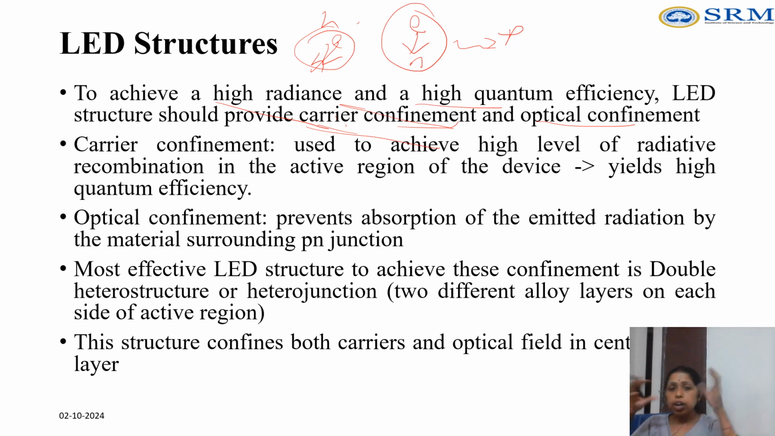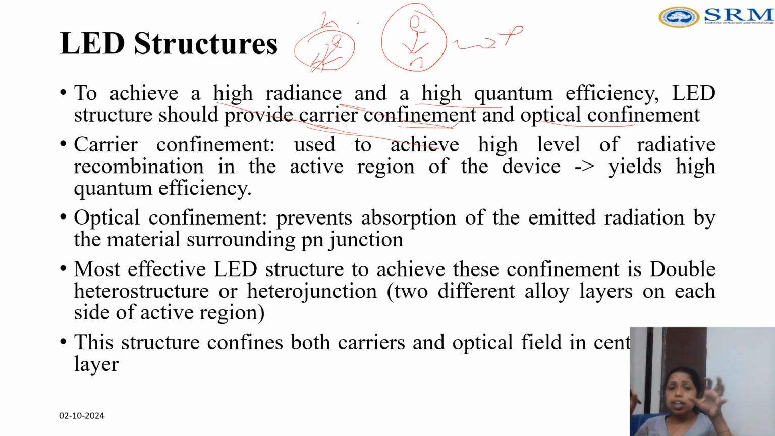So whatever photons you are getting, all the photons should come out from the device. This also depends on the structure. If the structure is such that, due to the refractive index, those photons can be reabsorbed, this should not happen. So that's why there are two main properties: one is the carrier confinement, another is the optical confinement. These are two more important things when you want to design the LED structure.